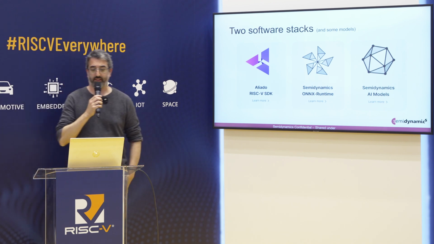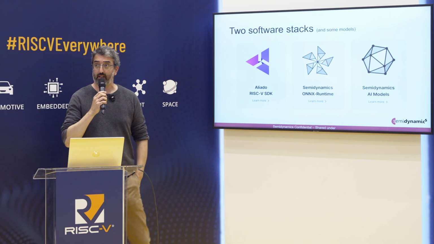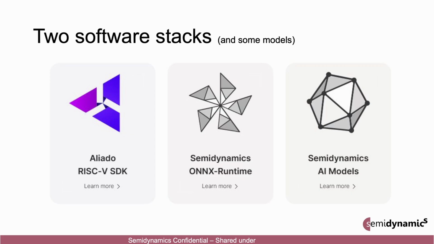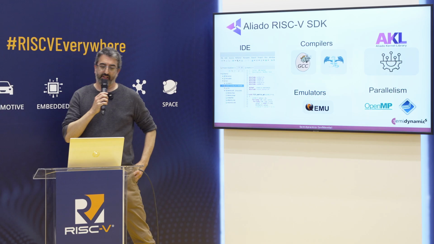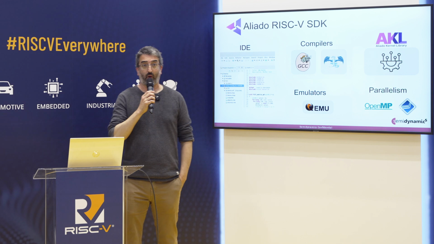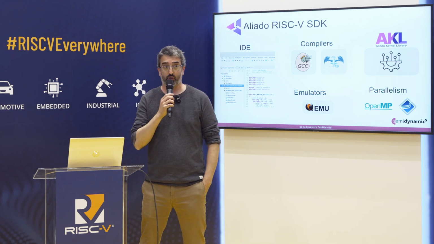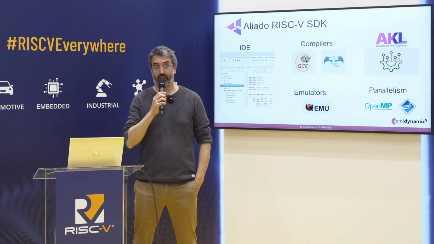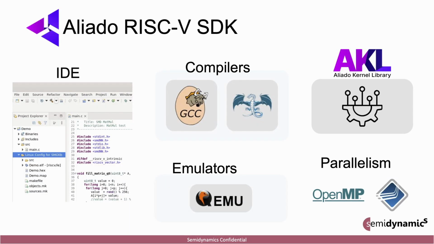But let's get a bit deeper on that. What is our software stack? Aliado software stack is two parts. It's the Aliado SDK itself and the Semidynamics ONNX runtime. The Aliado SDK is part of our Eclipse-based IDE that you can use to help during your development, that provides seamless connection with your GDB and our own compilers.